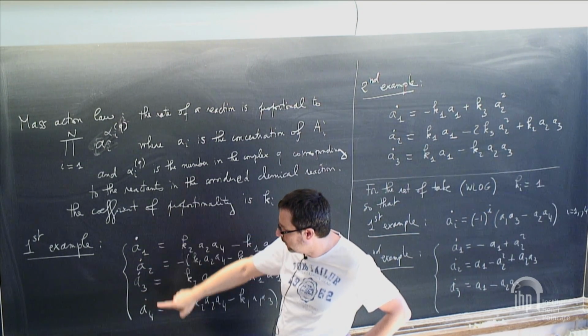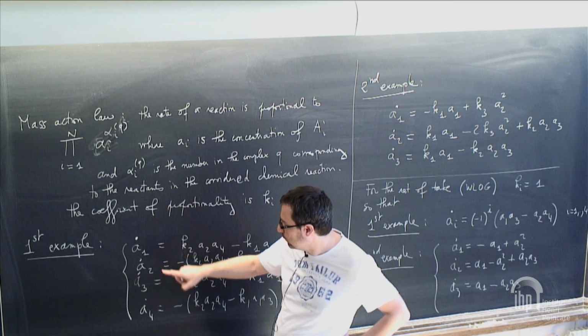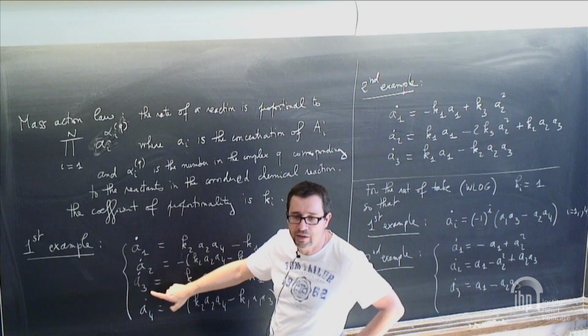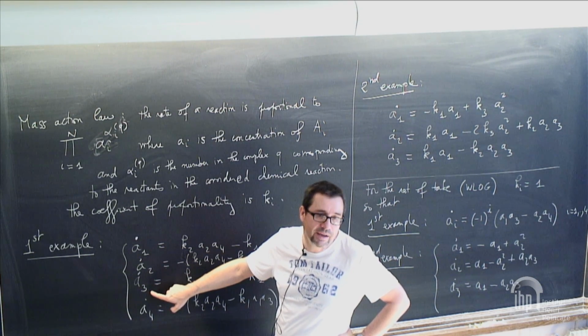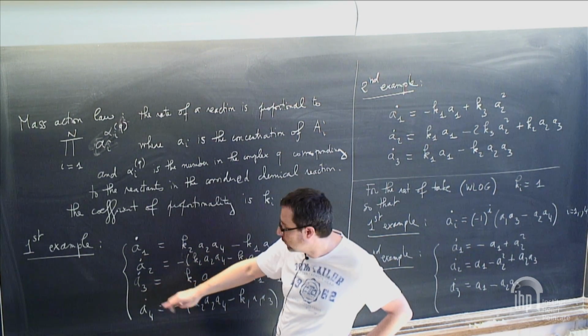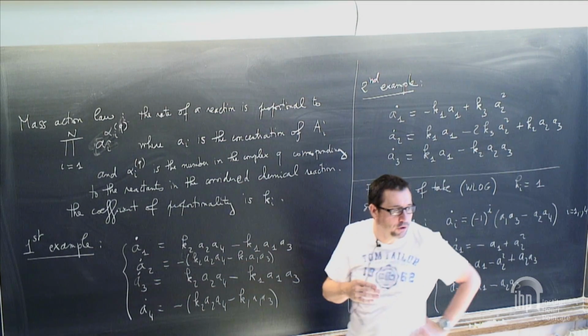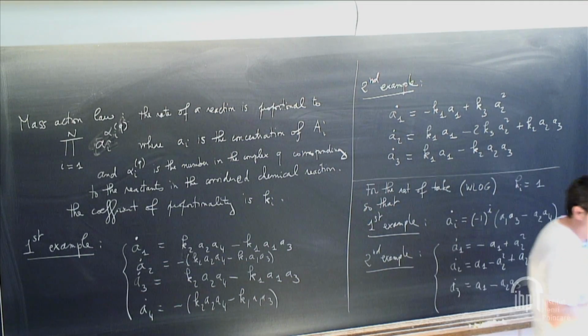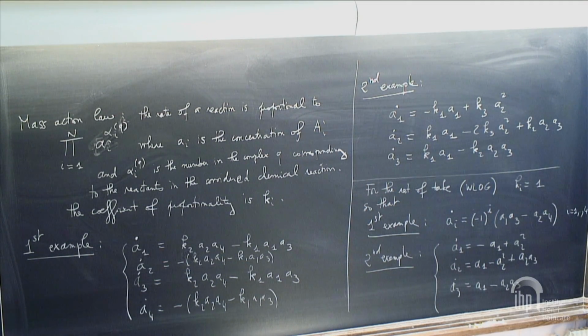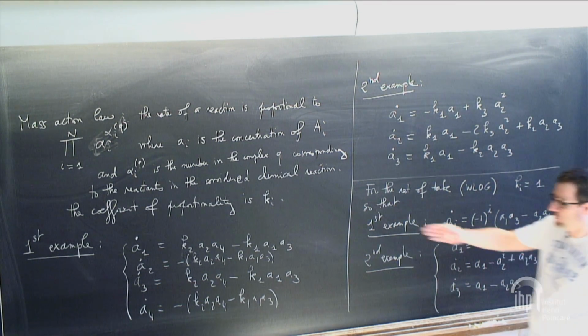You have the same for A1 plus A4, and you have the same for A2 plus A3. And then it's rather clear that any other combination is just a linear combination of those 3 ones. And so you have 3 conservation laws for the set which is here.